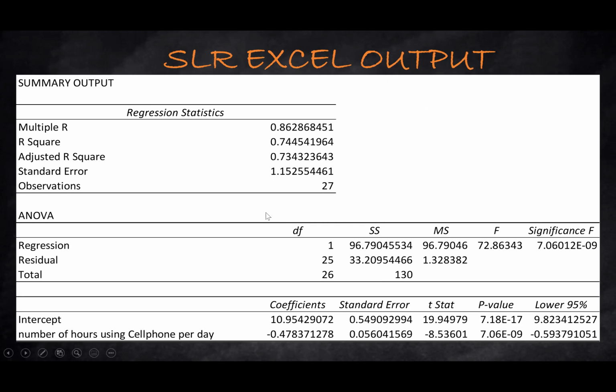Here is the output that we received after running the Excel simple regression tool. So the first step will be, first of all, to understand the coefficients of the model. We have two coefficients, the intercept coefficient and the number of hours using cell phone coefficient. Both coefficients help us to determine the least squares line to represent the trend line of the data.